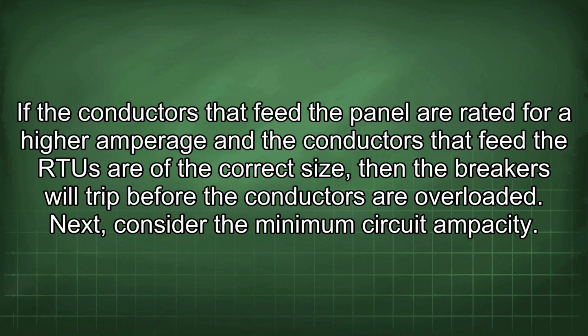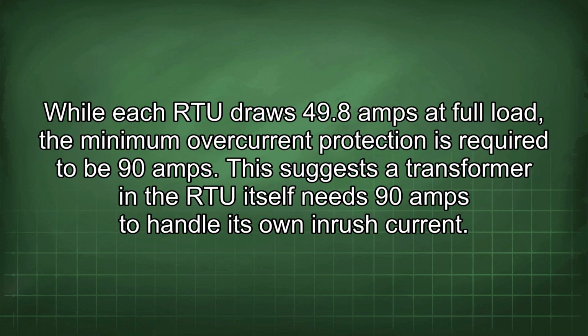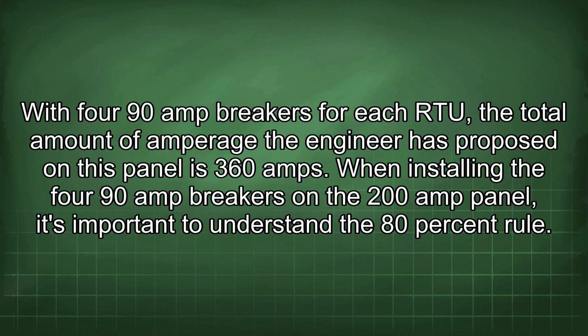Next, consider the minimum circuit ampacity. While each RTU draws 49.8 amps at full load, the minimum overcurrent protection is required to be 90 amps. This suggests a transformer in the RTU itself needs 90 amps to handle its own inrush current. With 4 90-amp breakers, one for each RTU, the total amount of amperage the engineer has proposed on this panel is 360 amps. When installing the 4 90-amp breakers on the 200-amp panel, it's important to understand the 80% rule.